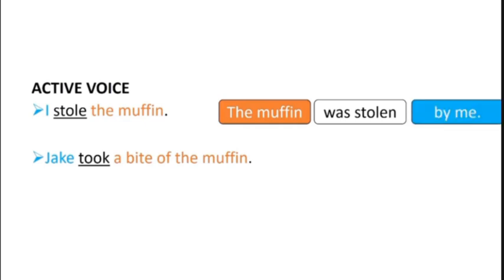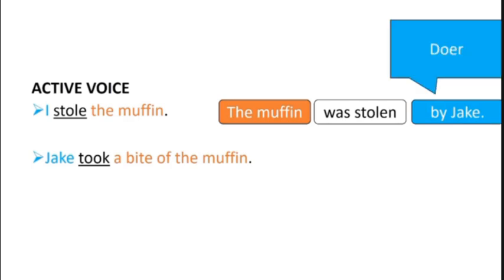The muffin was stolen by me. You need to use the object pronoun instead of the subject pronoun. Or by Jake if you are the one speaking. You can imagine why I don't want you to mention my name. Passive voice is useful if we don't know who did the action or if we don't want to say who did the action. Pause the video and try to answer the next one before I give you the answer.